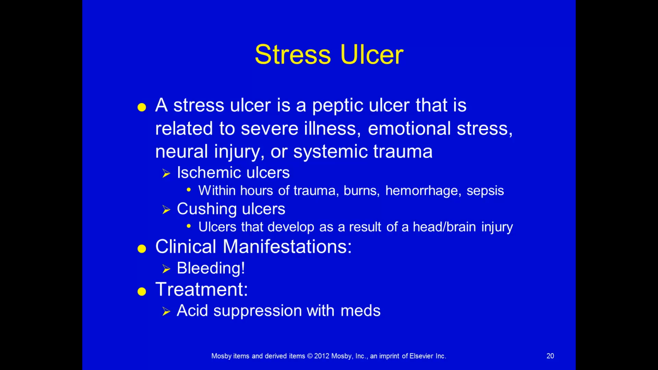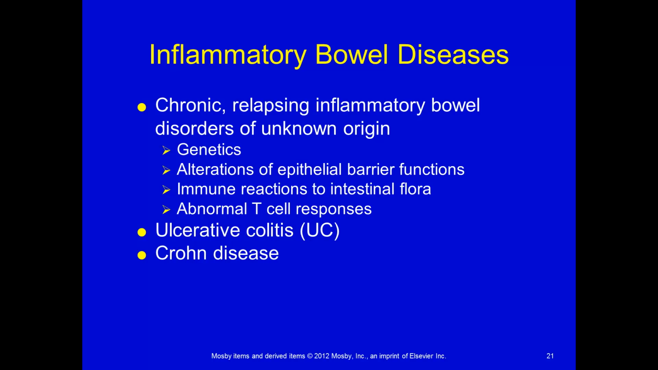Okay, done with ulcers. Now we're going to move into talking about inflammatory bowel disease. The definition of inflammatory bowel disease is chronic, relapsing, inflammatory bowel disorders that really have not necessarily a known origin. There's a lot of different factors that they think play into it, from genetics to immune reactions to abnormal T cell responses. And the two inflammatory bowel diseases are, one, ulcerative colitis, and two, Crohn's disease.